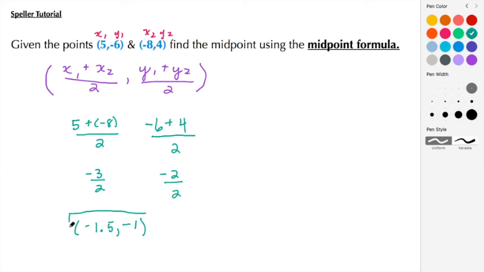So here we see that the midpoint between those 2 points is at (-1.5, -1). That sums up this video by Speller Tutorial Services.